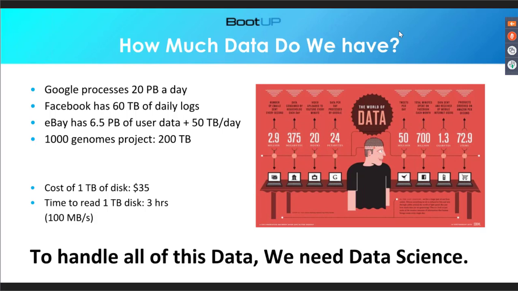Facebook has 60 TB of daily logs. Now it is on a daily basis we are talking about. eBay has 6.5 PB of user data and 50 GB per day. Now, when you're talking about all this, what is it telling you? It tells you that there is a huge amount of data, and when you're talking of a huge amount of data, it also means you need huge processing power to be working with this data. The cost of 1 TB of disk is $35, and to read this at 100 Mbps, you need 3 hours per TB. So how do you process so much of data?